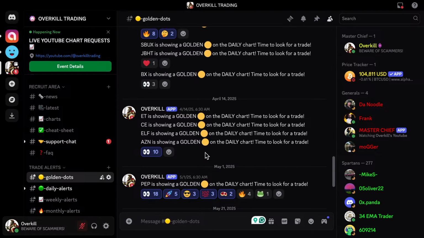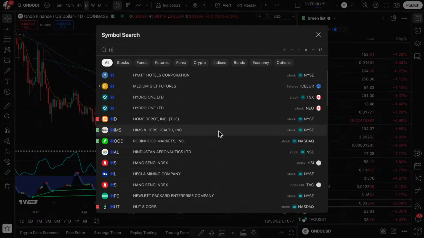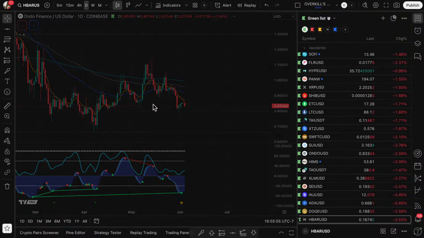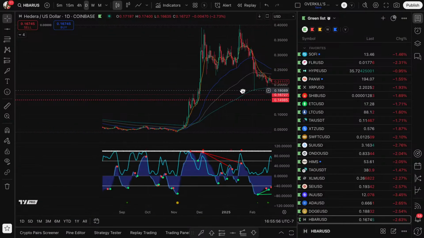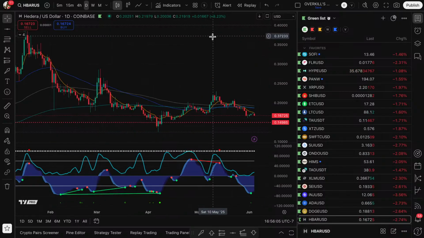Okay, you can see we call these golden dots out over here in the Discord. And I compared this to H-bar back in November. Okay, H-bar is a good example of a golden dot that we got here on crypto. This came right back here in November at 4 cents. It went all the way to 40 cents, a 10x trade in the matter of 30 days.